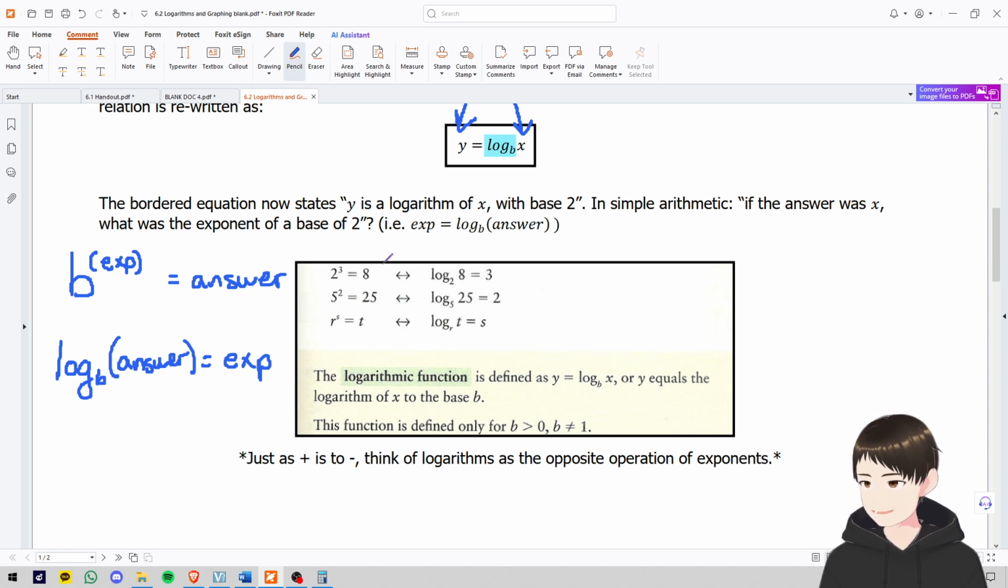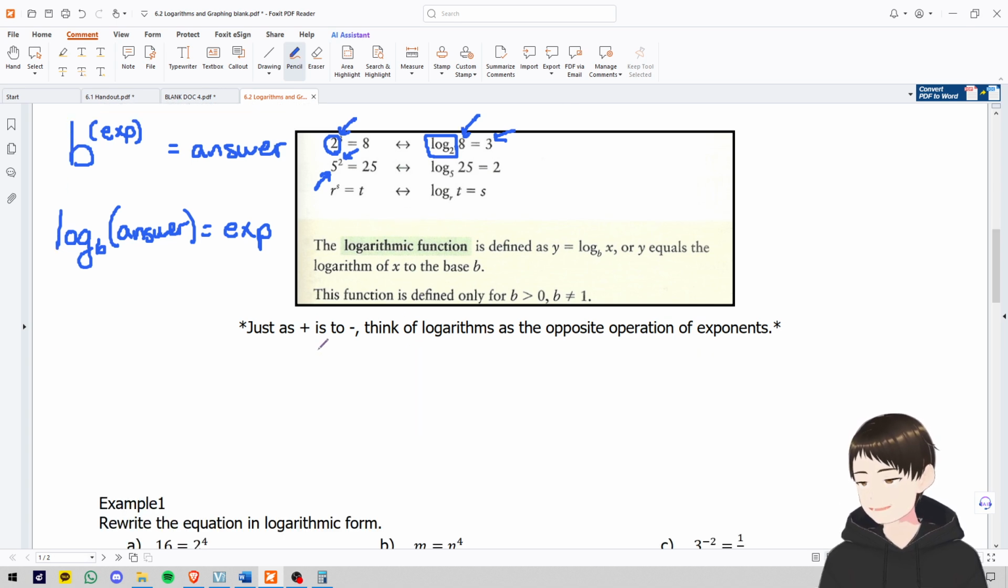Okay, so here, for example, same thing. 2 to the power of 3, what's the answer? 8. Well, log of base 2, if the answer was 8, the exponent must have been a 3. Right? Base of 5, exponent of 2, 5 to the power of 2 is 25. So using a base of 5, a logarithm of 5, if the answer was 25, the exponent must have been 2. We're always going, here's the question, there's the answer. If that was the answer, what's the question? Sort of like that. Okay?